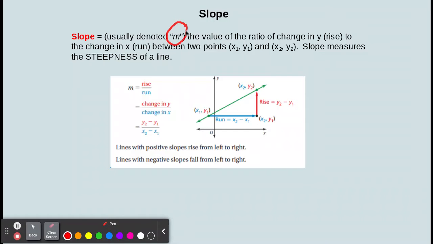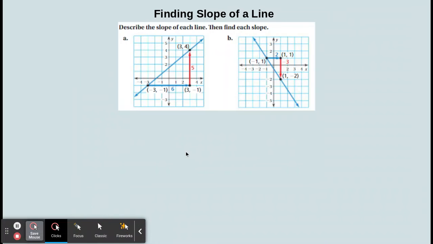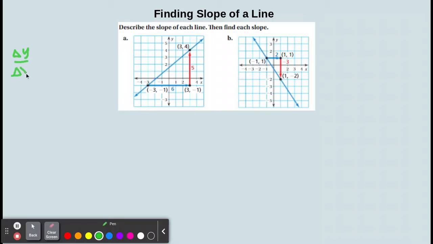M is the letter we use, and that is just describing the steepness. This is how we calculate it: change in y over the change in x. If we want to do a couple of examples to really learn this, let's look at this right here. For slope, again, we need change in y divided by change in x, which we call rise over run.